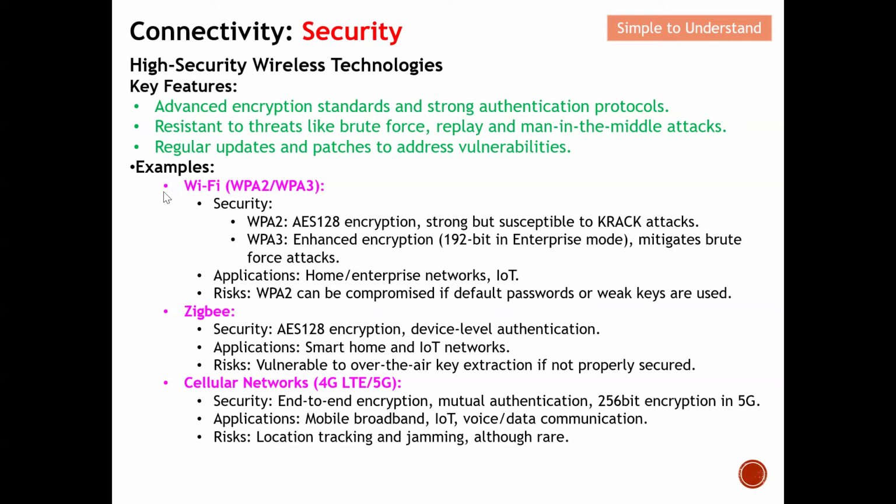Under high security, we have Wi-Fi, WPA, Wi-Fi Protected Access 2 and Wi-Fi Protected Access 3. For Wi-Fi Protected Access 2, they are actually using AES 128 encryption. So basically they are strong, but again, they can still be vulnerable to some forms of attacks.